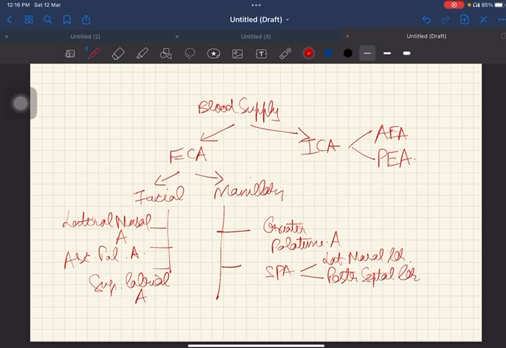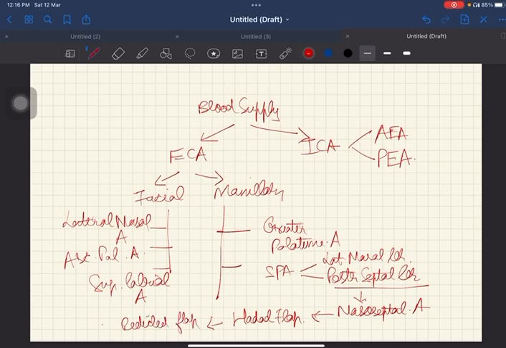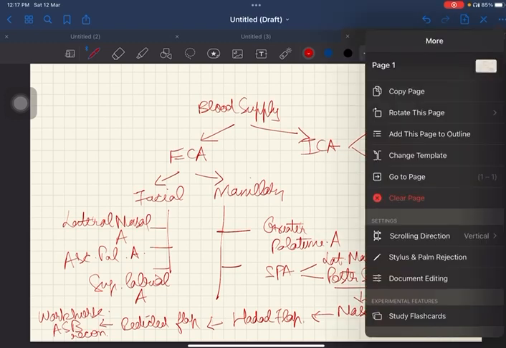At postgraduate level, it might be good if you remember one more step beyond this: the posterior septal artery gives off what is called a nasoseptal artery. This nasoseptal artery is the artery on which we base the Haddad flap. The Haddad flap is a pedicled flap which is considered to be the workhorse for anterior skull base reconstructions. So that is all about the blood supply.